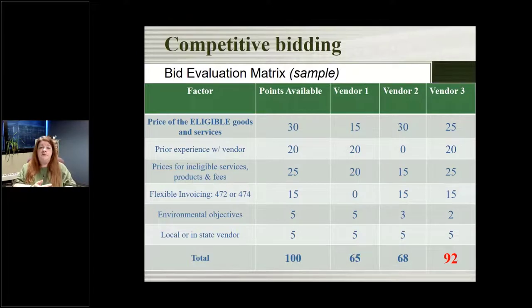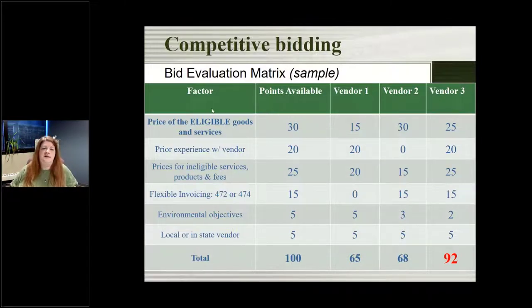If you do have multiple vendors contact you, offering you the same service, you can use this as a way of comparing and contrasting them and deciding who to go with. Now, per USAC and FCC rules, price has to be the primary factor. But that doesn't mean it's 50% of your decision making. It just has to be the primary factor, the price.